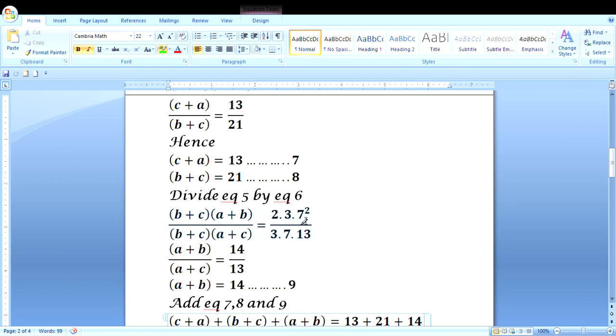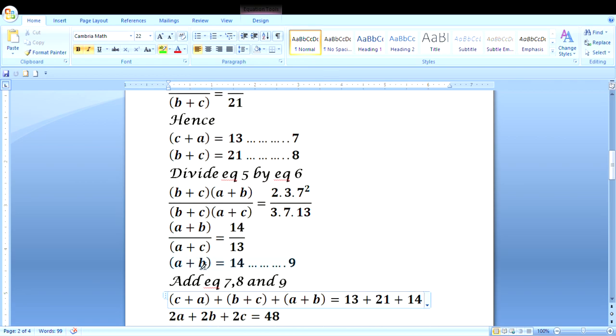What will be left at the numerator is 14, while the denominator here is 13. So this also confirms our already obtained equation that a plus c equals 13. Now here we only take a plus b equals 14, and this is named equation 9.